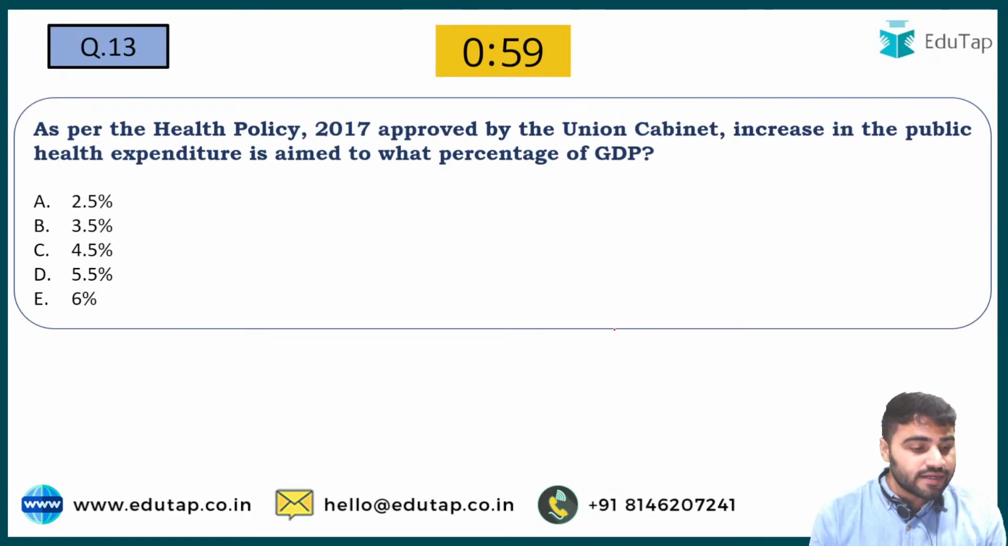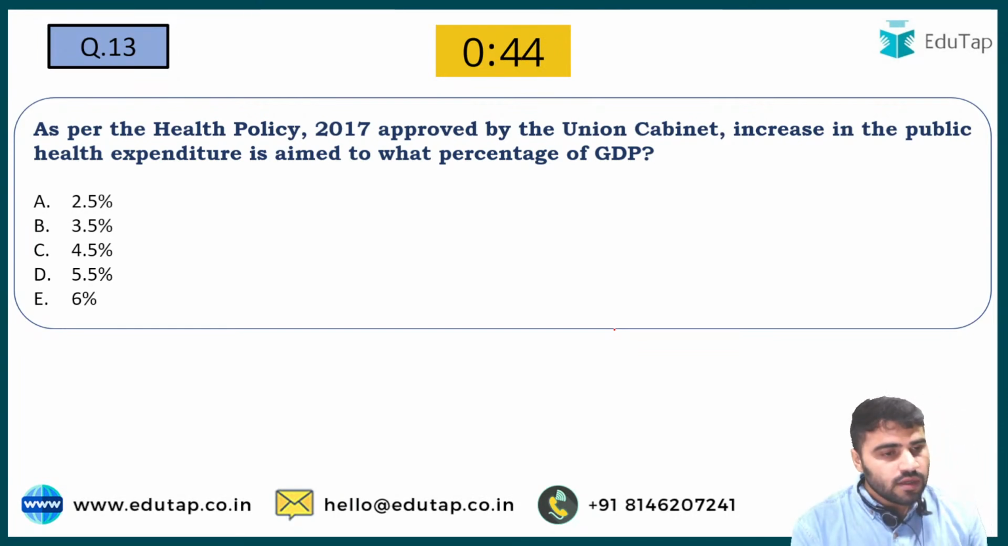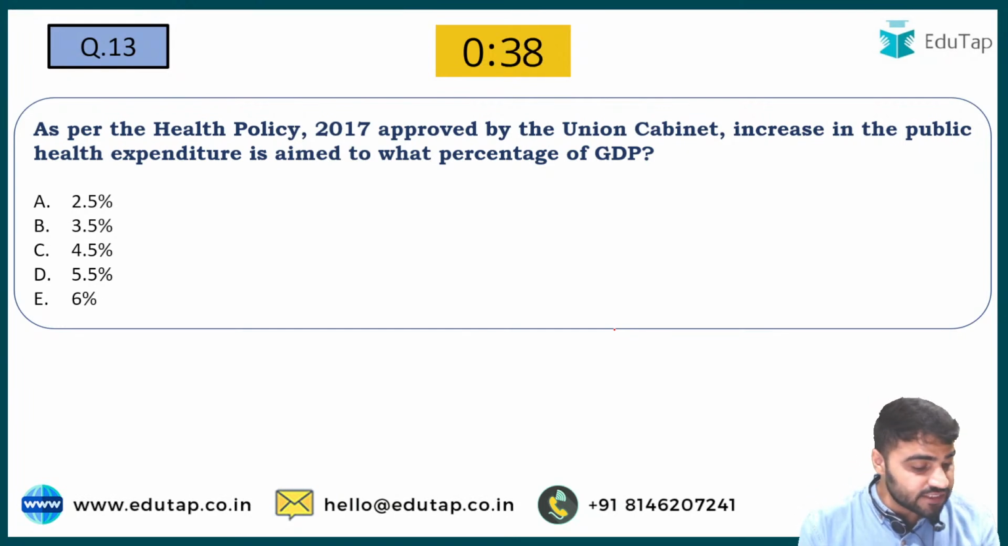Now guys, question number 13. As per the Health Policy 2017 approved by the Union Cabinet, increase in the public health expenditure is aimed to what percentage of gross domestic product, that is GDP? Your options are 2.5%, 3.5%, 4.5%, 5.5% or 6%.